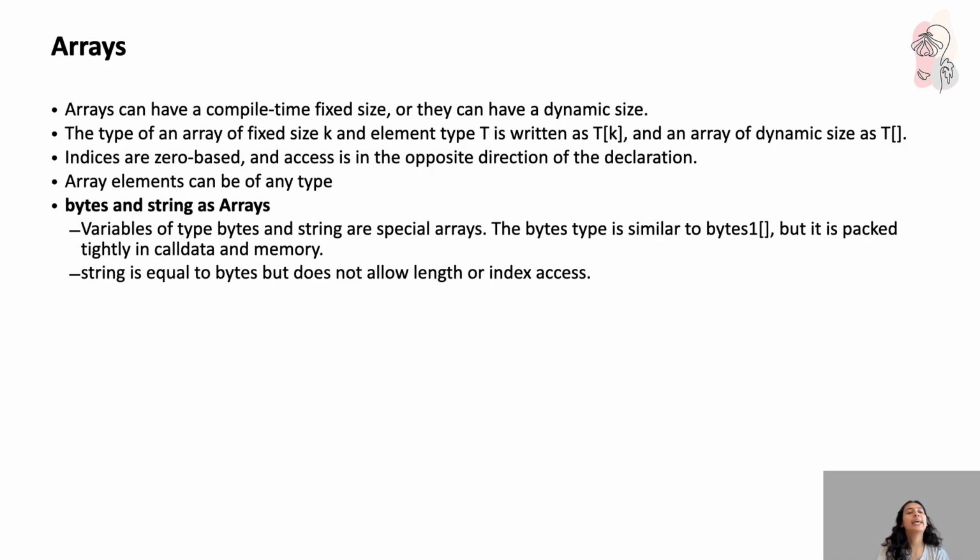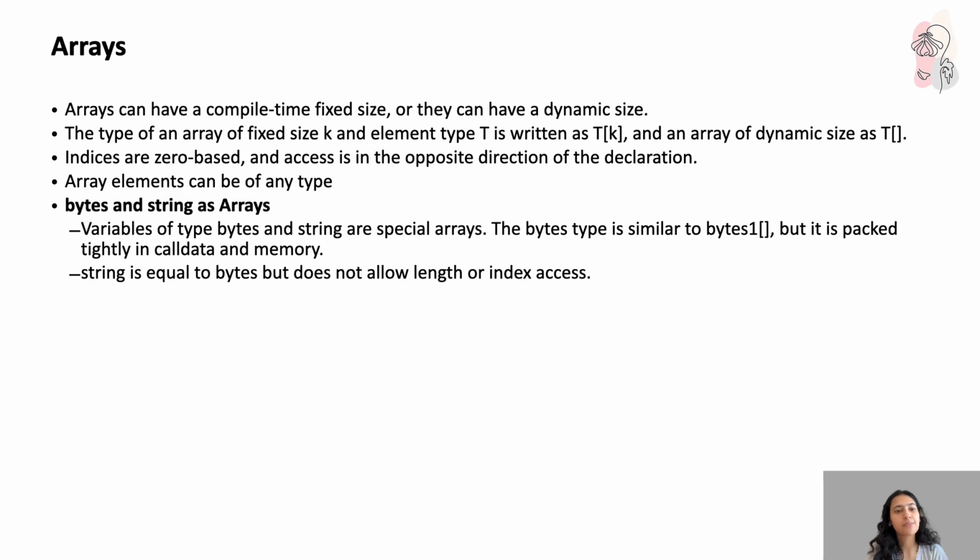Now let's talk about arrays. Arrays can have a compile-time fixed size or they can have a dynamic size. The type of an array of fixed size k and element type t is written as t inside the square braces k, and an array of dynamic size as t with nothing inside the square braces. Indices are zero based and access is in the opposite direction of the declaration.